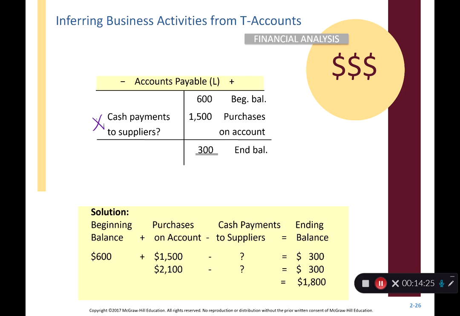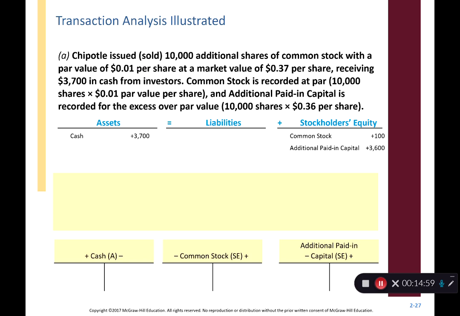So usually the best solution is to convert the T account to algebra, which is what's done at the bottom. Our beginning balance plus purchases minus payments is our ending balance. How can I convert to the algebra? Well, I have to know my debit credit rules. Everything on the credit side is an addition to a liability, and anything on the debit side is a decrease. And then once we put in the information we have, we can solve for the missing piece.